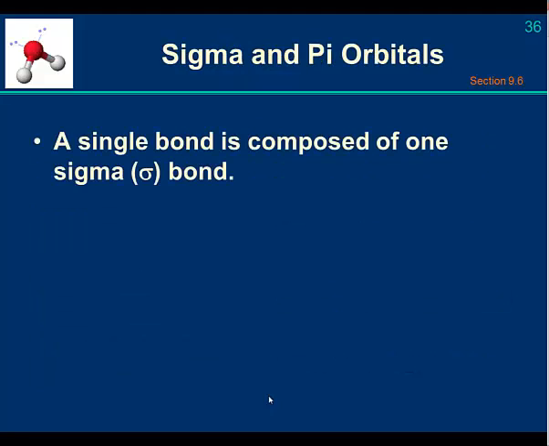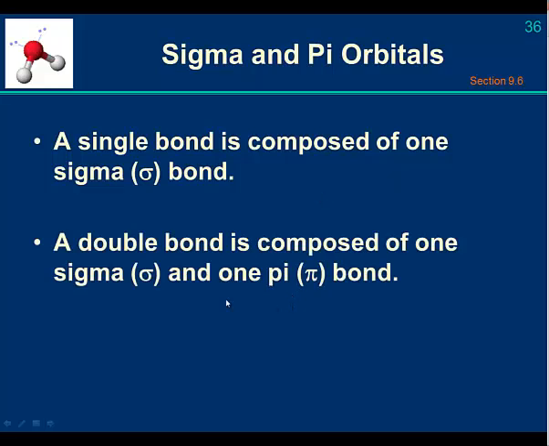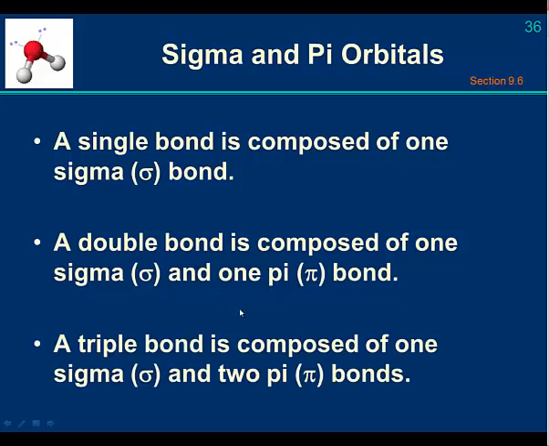Let's look at sigma and pi orbitals. A single bond is composed of one sigma bond. A double bond is composed of one sigma and one pi bond. That's why a double bond isn't twice as strong as a single bond, because a pi bond isn't along the internuclear axis, it's above and below the internuclear axis. A triple bond is composed of one sigma and two pi bonds.